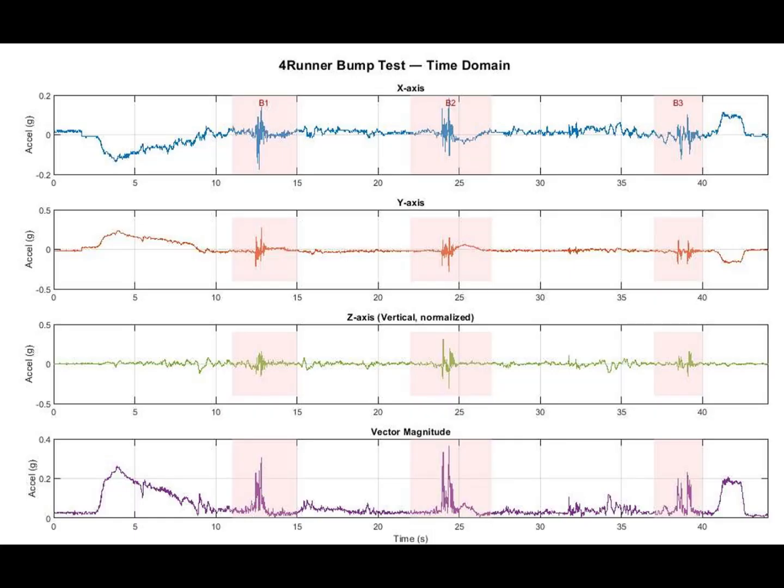For the Z axis, we had to normalize it by finding the mean of all the data and subtracting it. And then we took the sum of the squares and square rooted them to find the magnitude of all the data so that we could do proper analysis to it.